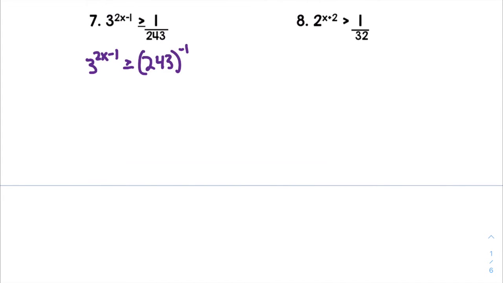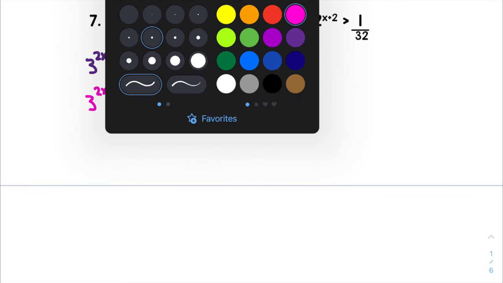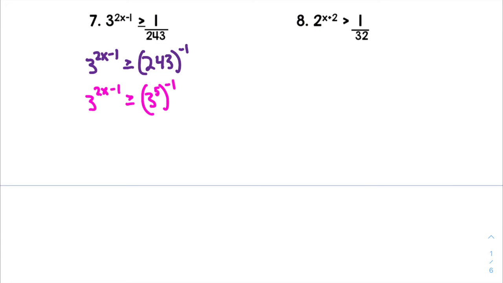in which we could have them both be the base of 3, since 3 to the 5th is 243. So we'll have 3 to the 2x minus 1 is greater than or equal to 3 to the 5th to the negative first. We're not going to set the exponents equal to each other here. We're going to set the left one greater than or equal to the right. So we'll have 2x minus 1 is greater than or equal to negative 5. Adding the 1 and dividing by 2 will give us our final solution as x is greater than or equal to negative 2.